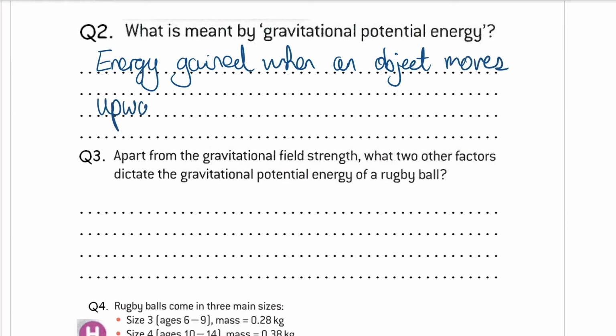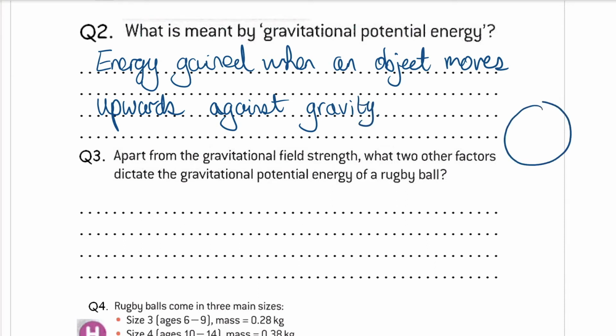Upwards is going to be against gravity, so it's moving away from the center of the earth. If this is the earth, gravity acts in towards the center of the earth. Remember, it tries to pull everything in, wherever you are in the world. So if you've got an object, I'll represent that with this red dot here. If you move in this way, away from the center of Earth, then you're gaining gravitational potential energy.